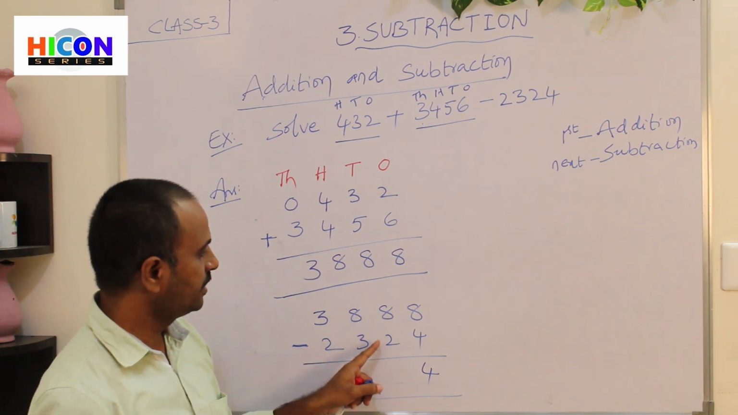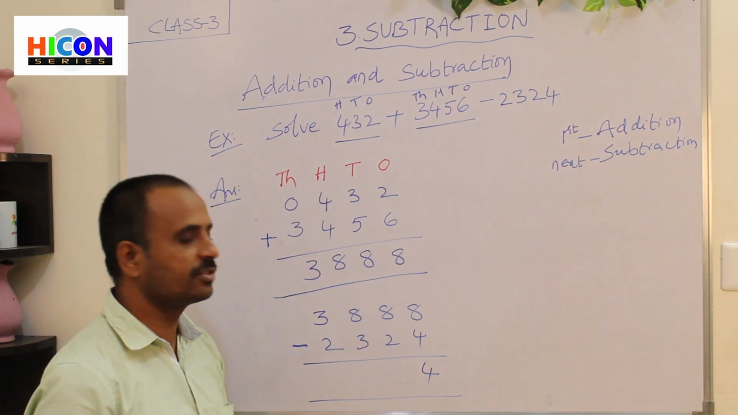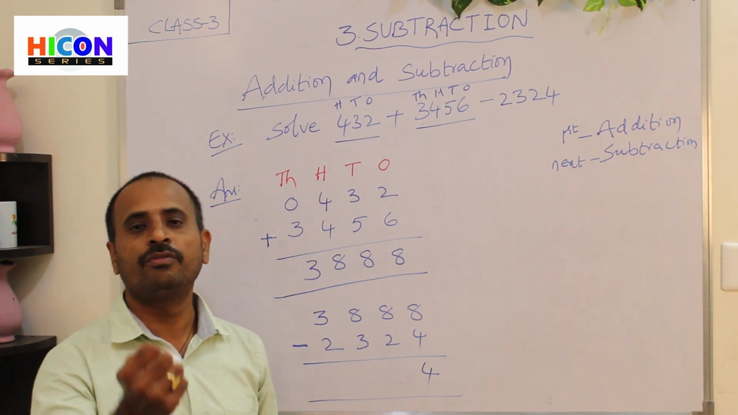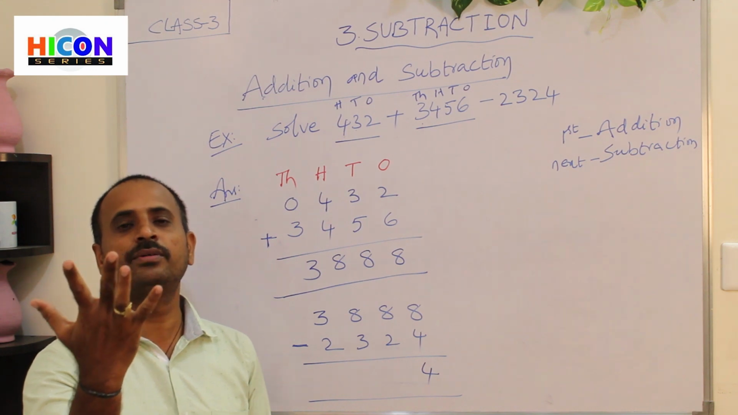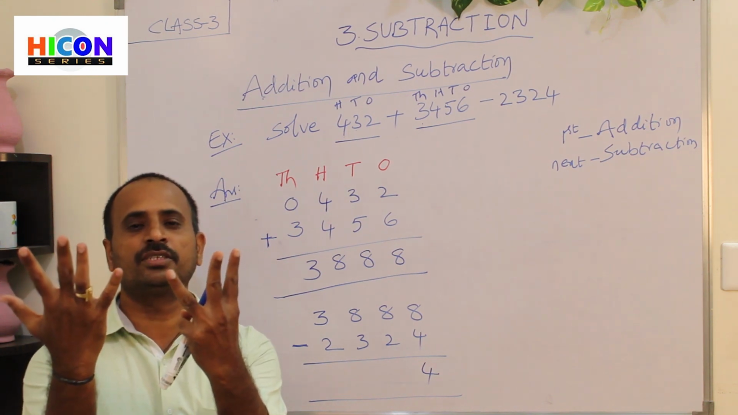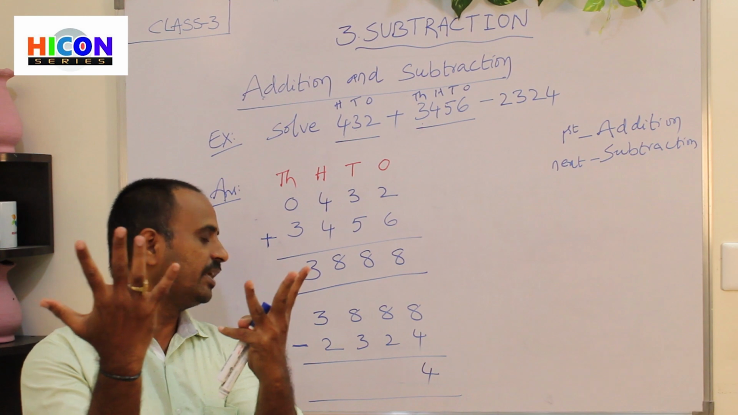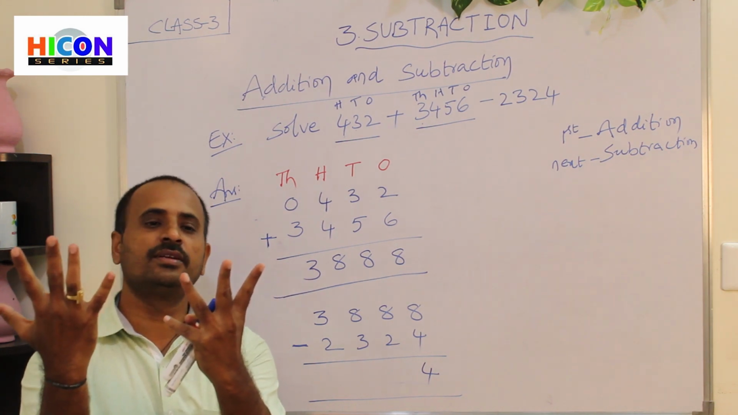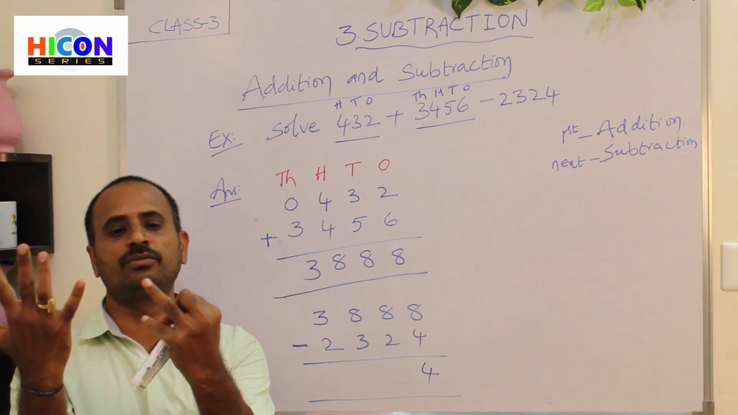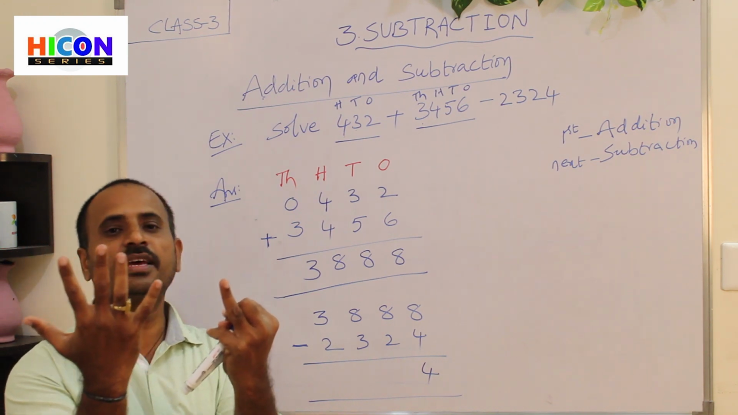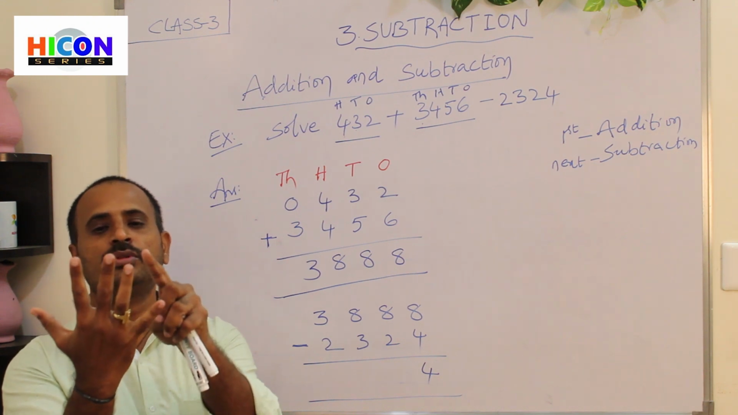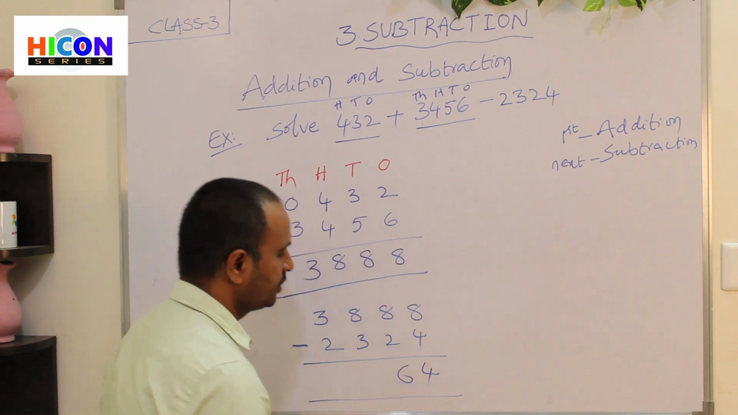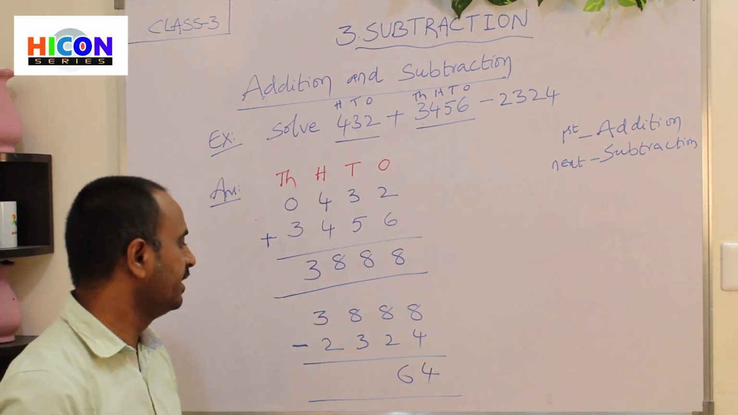Now go to the 10th place. 8 and 2 are present in the 10's place. What is the first digit? 8. Open 8 fingers of your hand again: 1, 2, 3, 4, 5, 6, 7, 8. These are the 8 fingers. What is the second number? 2. Close 2 fingers among these 8 fingers: 1, 2. How many fingers are remaining? 1, 2, 3, 4, 5, 6. There are 6 fingers remaining. So write 6 here.